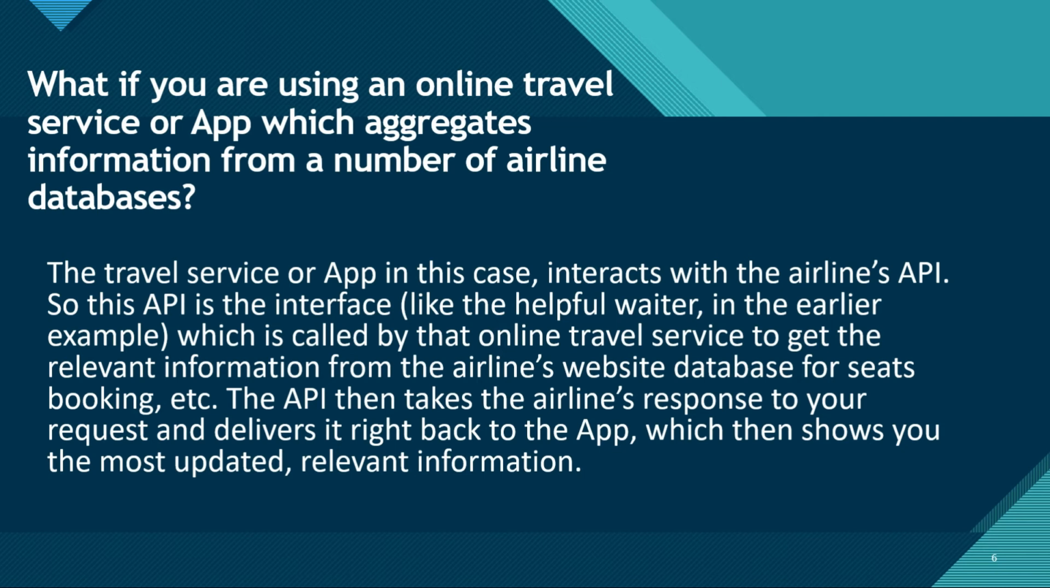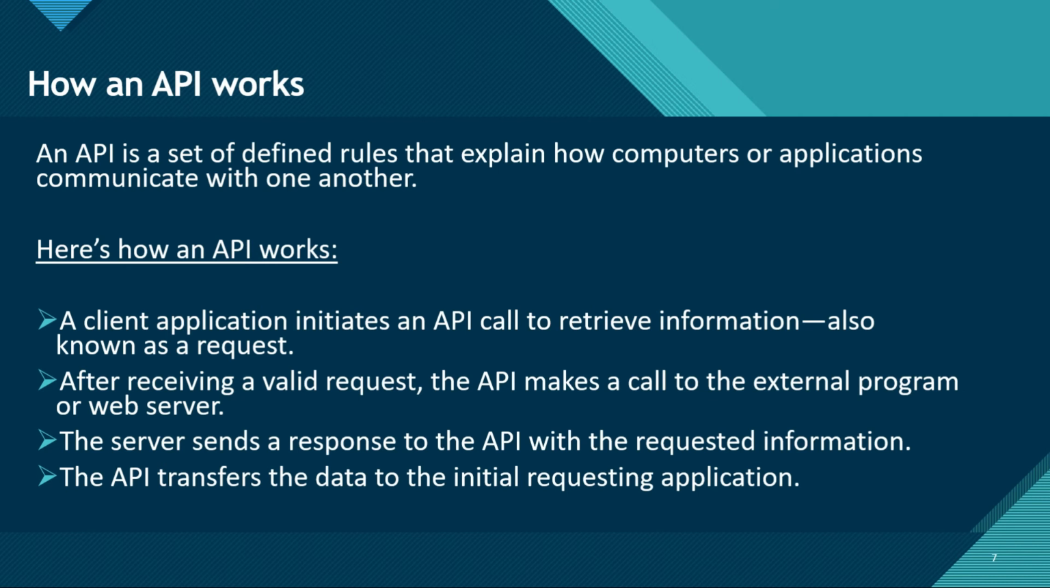It's just like the helpful waiter which we talked about earlier, and that API is called by the service to get all the relevant information from the airline's database. If you want to book seats or if you want to have baggage options, the API then takes the airline's response to your request and delivers it back to the app, and then it shows you the most updated and relevant information.